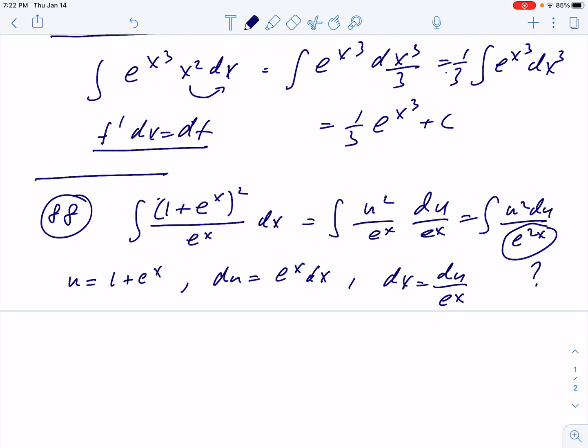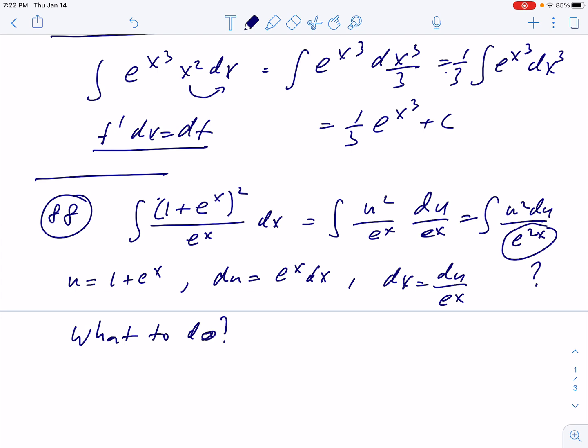The integral did not turn into an integral only of u. When you make this u substitution, you want everything to be written in terms of u. So it doesn't work this direction. The substitution is not helpful here. So what to do?